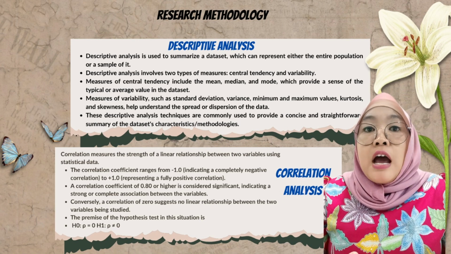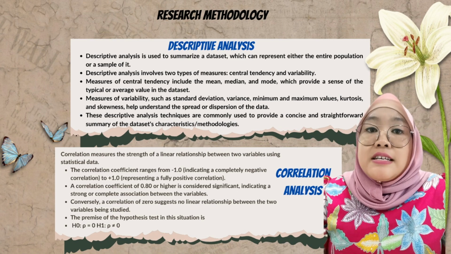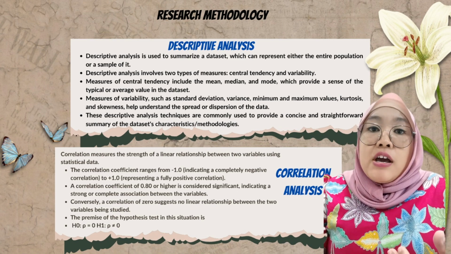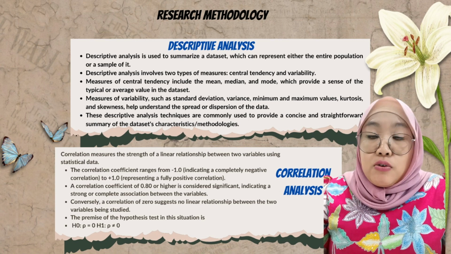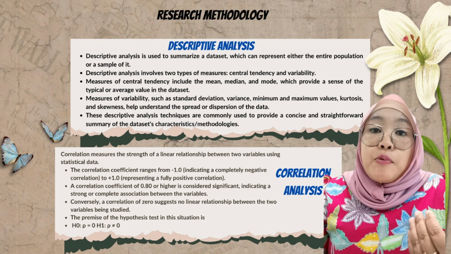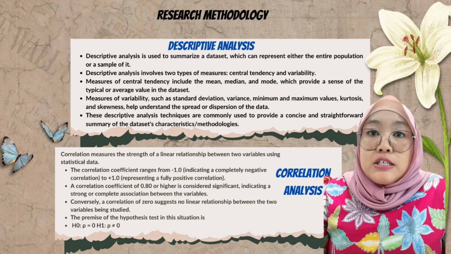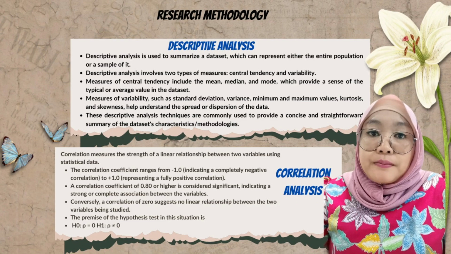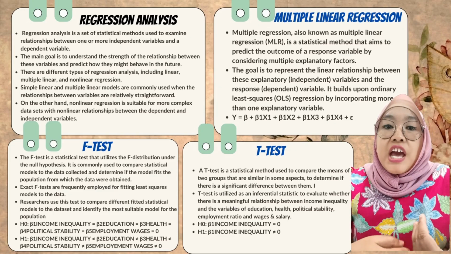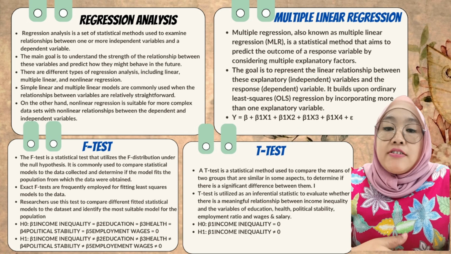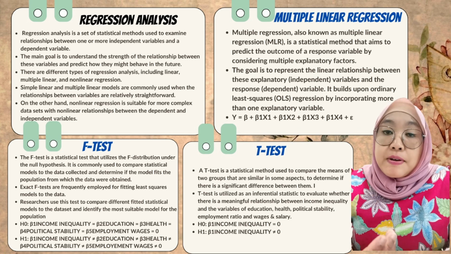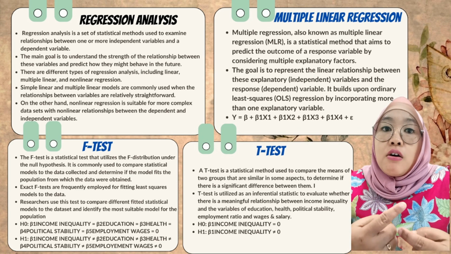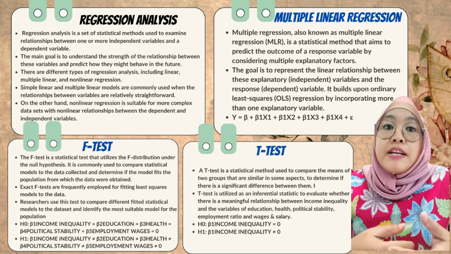The premise of the hypothesis test in this situation is the null hypothesis, H0, which assumes a correlation coefficient of 0, which is ρ equal to 0. While the alternative hypothesis H1 states the correlation coefficient is not equal to 0, which is ρ not equal to 0. Okay, in this slide, we have regression analysis. Regression analysis is a set of statistical methods used to examine a relationship between one or more independent variables and a dependent variable.